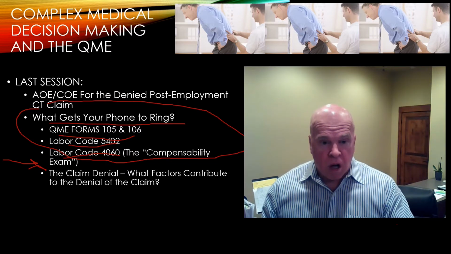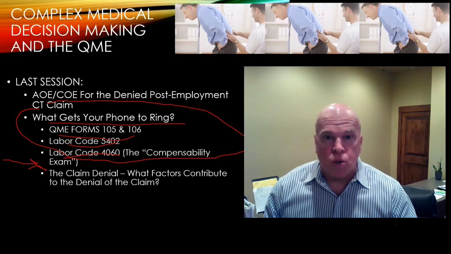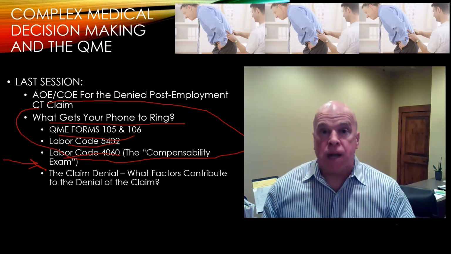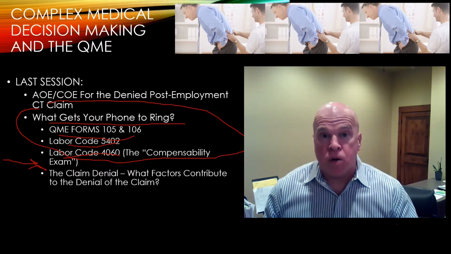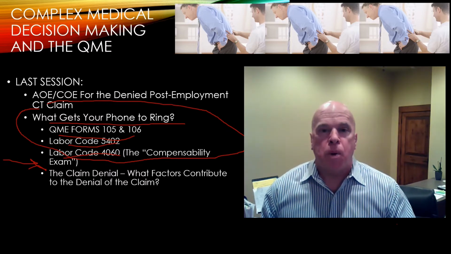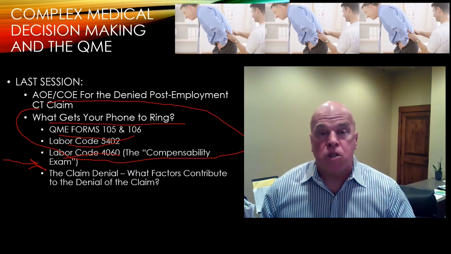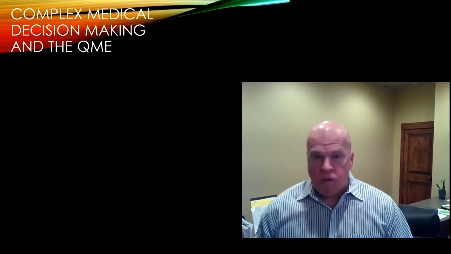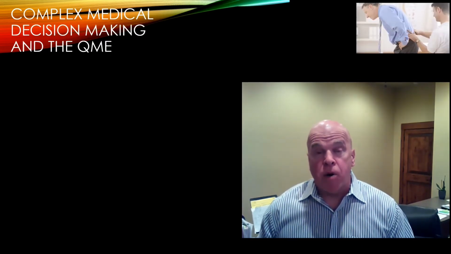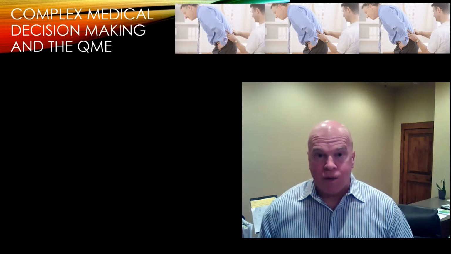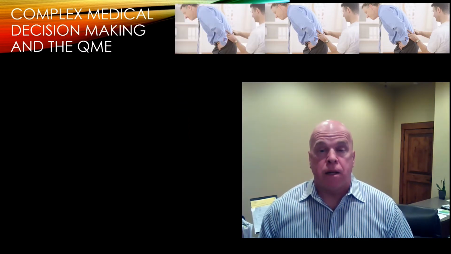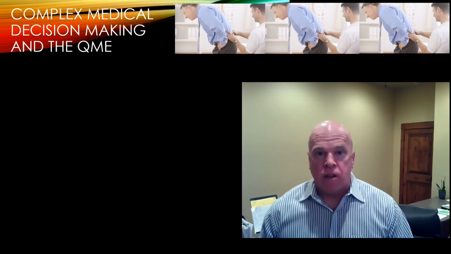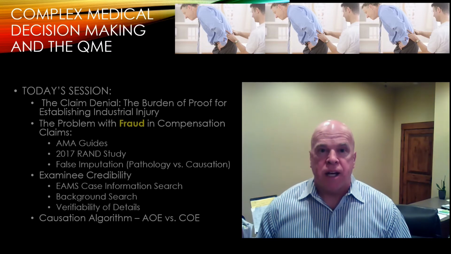So let's explore this concept as to why and how claims administrators come to deny these particular claims. And we're focusing in this program especially on the post-employment cumulative trauma species of claim. Okay, so let's go over our topics for discussion today. And remember that claims administrators don't deny obvious and bona fide cases for industrial injury. It's the cases that involve red flags that cause the claims administrator to get out the denial stamp.